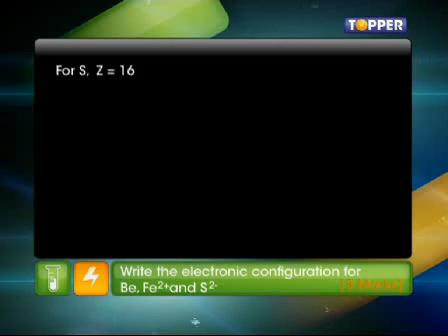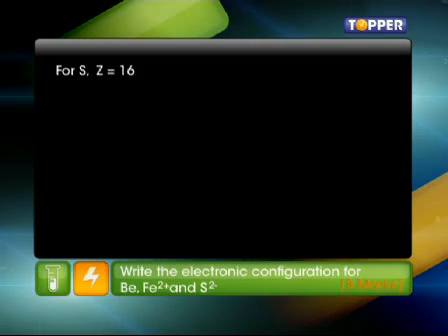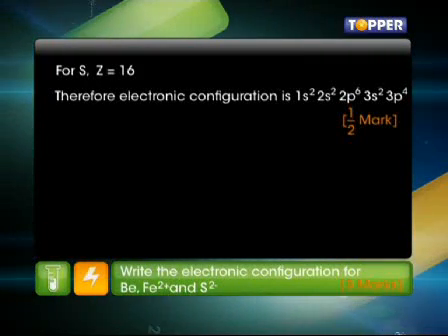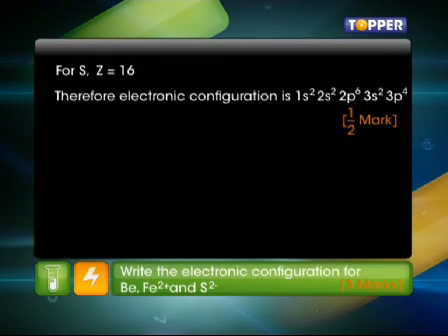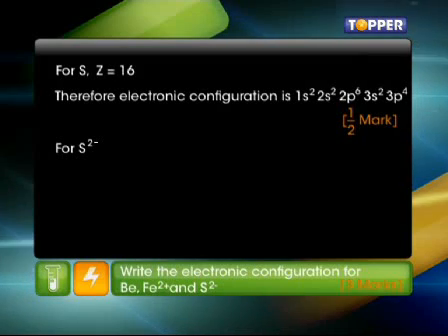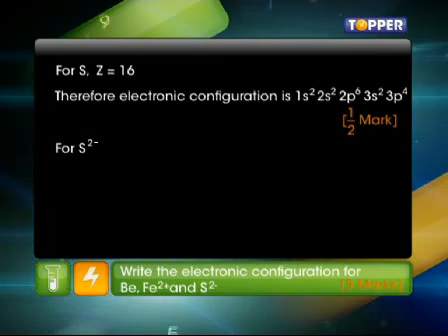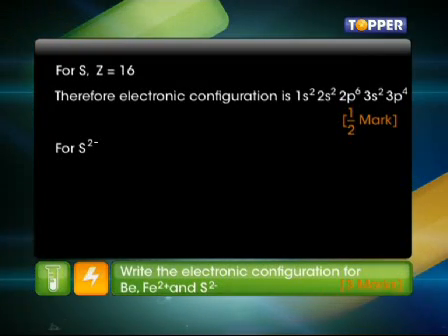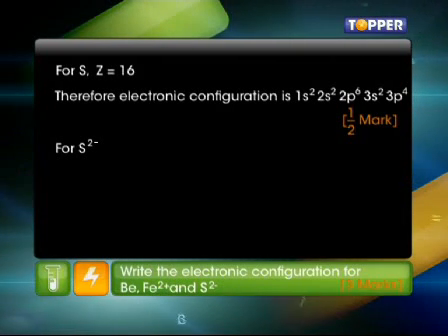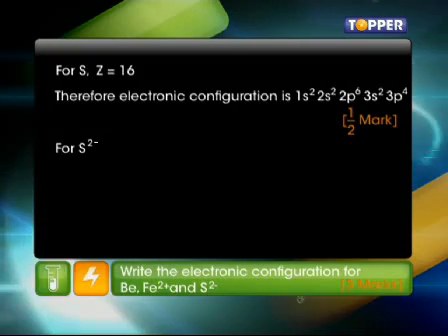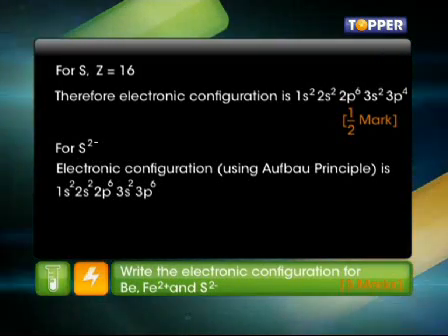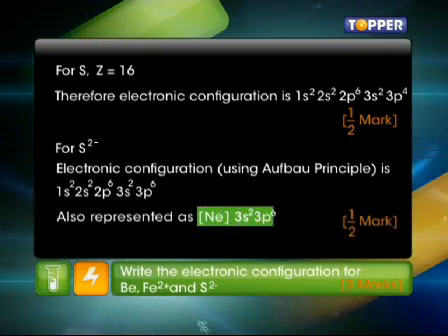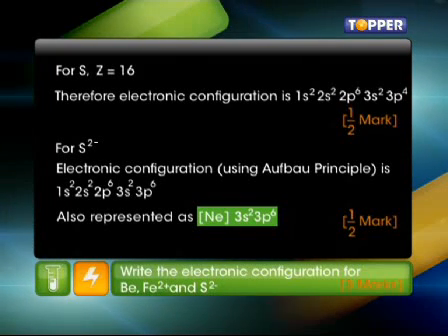Finally, let's write the configuration for sulfur, where the value of Z is 16 and configuration in ground state is 1s2, 2s2, 2p6, 3s2, 3p4. For S2- ion, 2 electrons need to be added to the next highest partially filled shell. Using the Aufbau principle, we fill orbitals of lower energy first and get the configuration as 1s2, 2s2, 2p6, 3s2, 3p6. Each configuration will fetch you 1 mark, bringing the total to 3 marks.